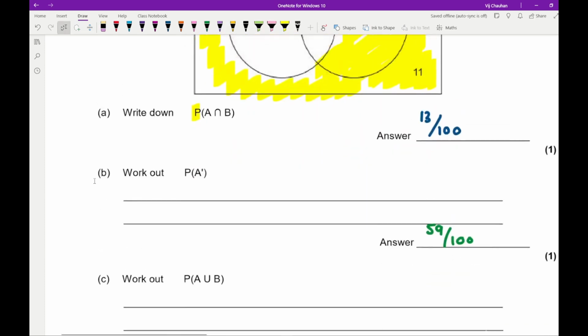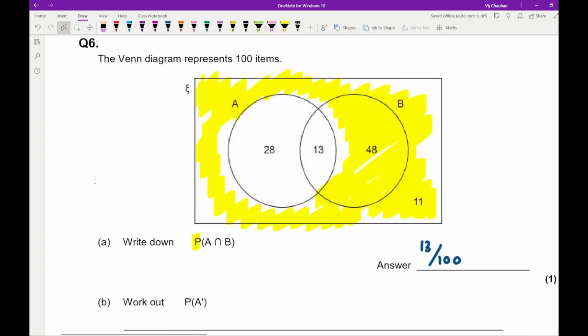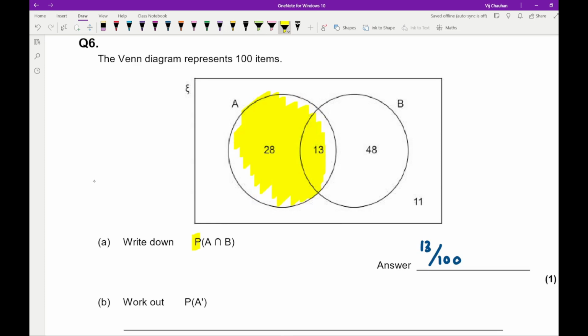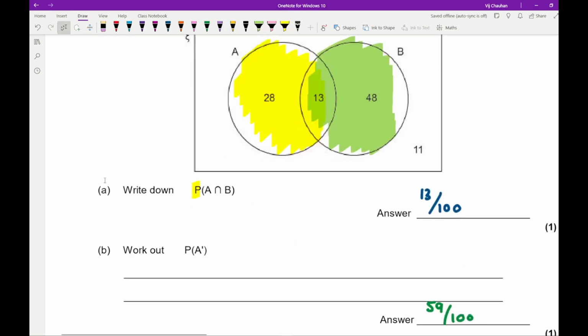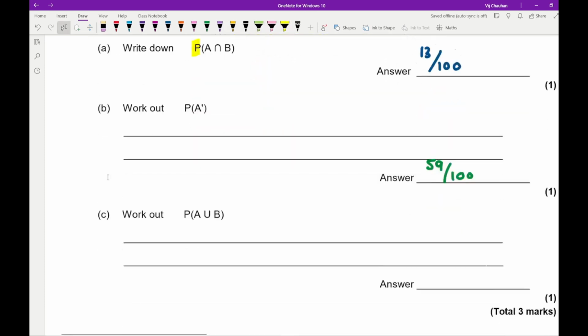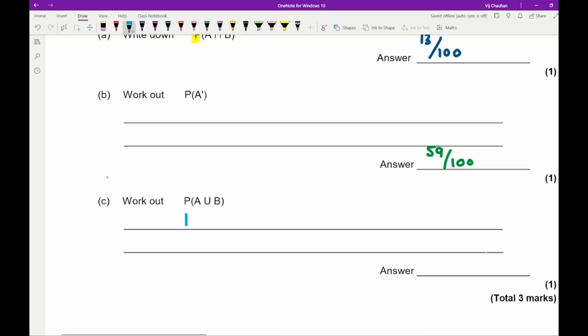For the next question, it says work out the probability of A or B. So again, if I just get rid of the shading. So probability of A or B, well, A is here. B is here. And for A or B, I want just the numbers that have been shaded. So if I add up 13 plus 28 plus 48 gives me 89. So the probability then is going to be 89 over 100.